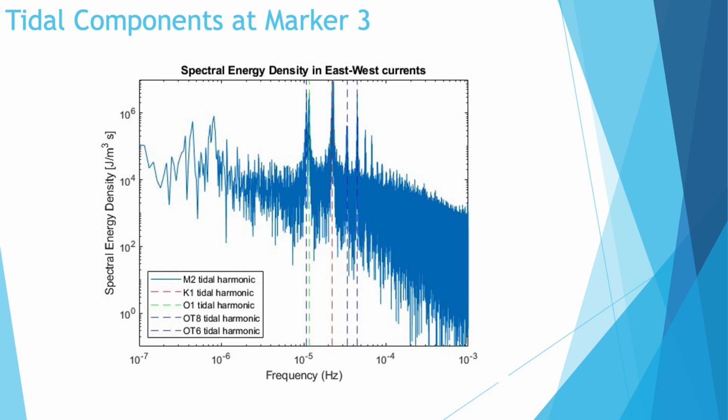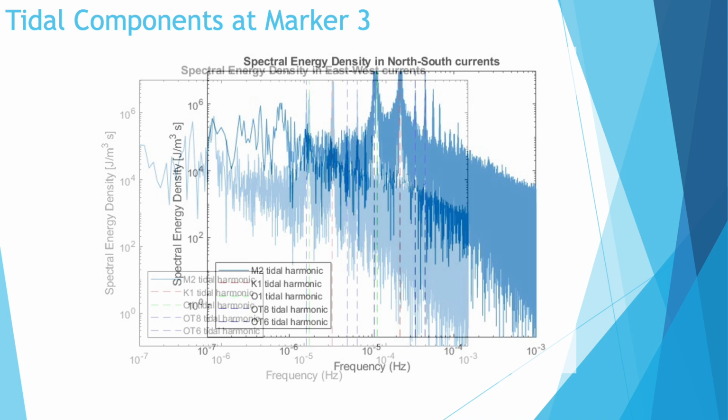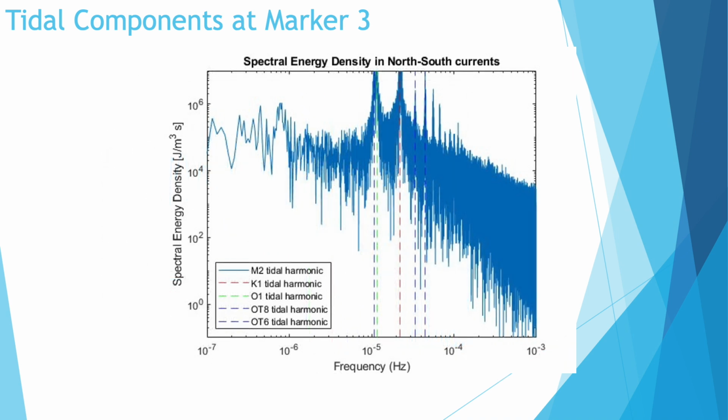This is from Marker 3. And here we also looked at the north-south currents in Marker 3. And similarly, we see the same peaks. But we do see the same peaks. However, there's a different amount of energy in our north-south currents versus our east-west currents.